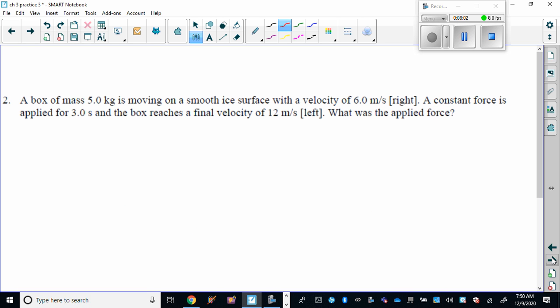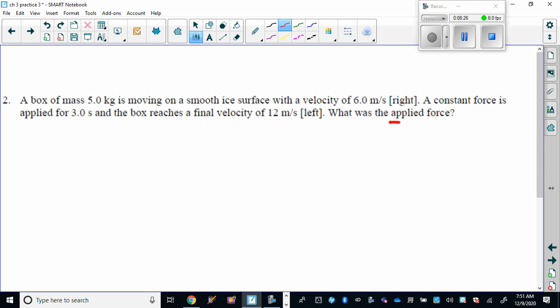On to number 2. That took 8 minutes. A box of mass 5 kilograms moved on a smooth ice surface with a velocity of 6 meters per second. A constant force is applied for 3 seconds, and the box reaches a final velocity of 12. What was the applied force? Okay, wow, this looks very much like a kinematics question, doesn't it? And it is. It's a kinematics and a dynamics question.